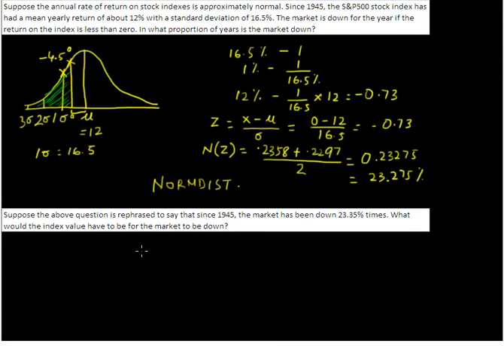Now let us change the problem a little bit. Let us look at this one. Suppose the above question is rephrased to say that since 1945, the market has been down 23.35% of the times. So this time we know the probability already. The question is, what would the index value have to be for the market to be down? We already know the answer from the previous question, that the index value would have to be 0.